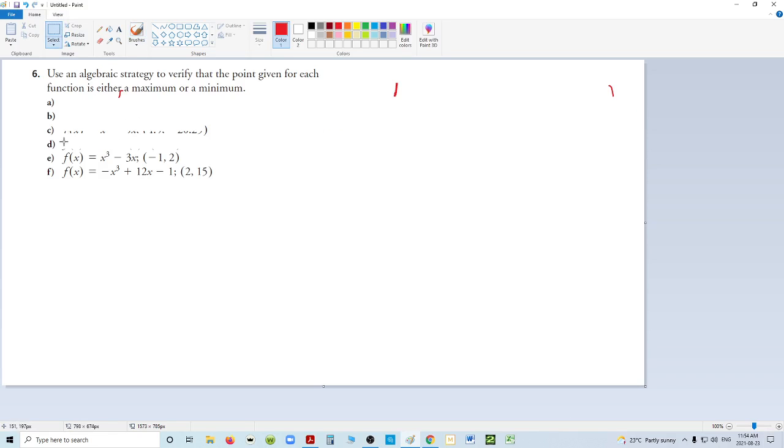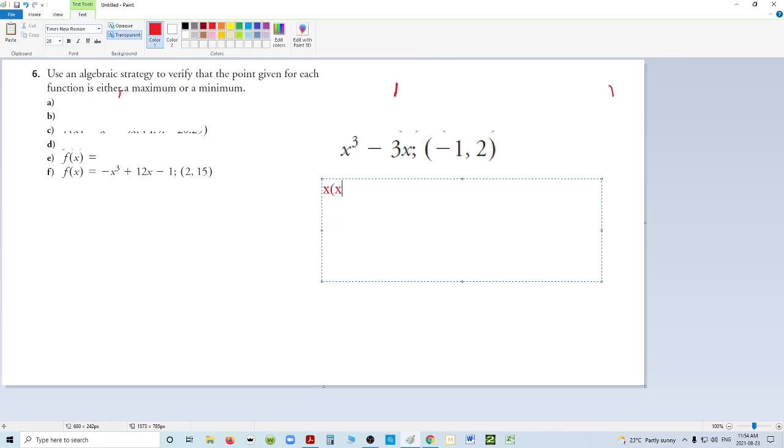This next one looks scarier than it is until you see that you can factor out something. You can factor out an x from both of them. I get x and x squared minus 3. Which means I have 3 points where they hit the x-axis. The 3 points are x is equal to 0, and x is equal to the square root of 3, and x is equal to the negative square root of 3.